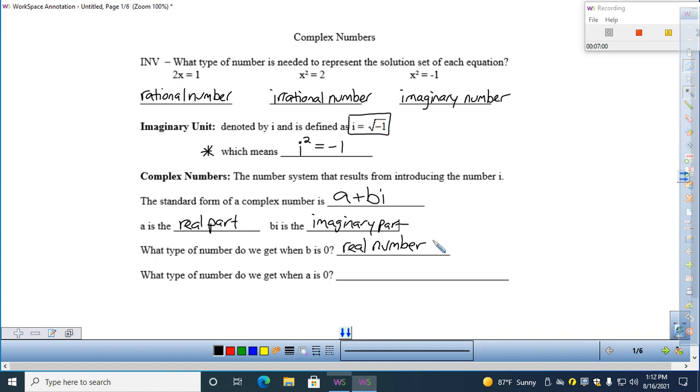Excellent. And what type of number do we get when a is 0? Well, we would say we get a pure imaginary number. And really, even when a is not 0, as long as b is not 0, we'd still consider that an imaginary number. So anytime that b is not 0, it fits in the realm of being an imaginary number. Okay, so we'll just try to classify it in a little more detail there. If a is 0, it's more like a pure imaginary number, but it definitely fits under that complex number system.